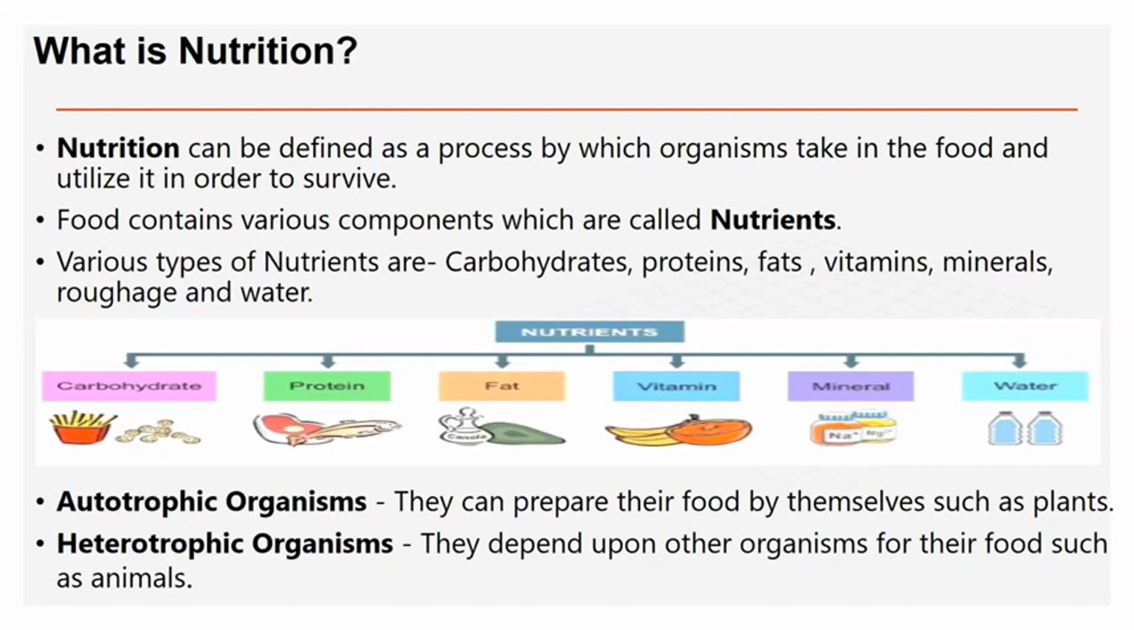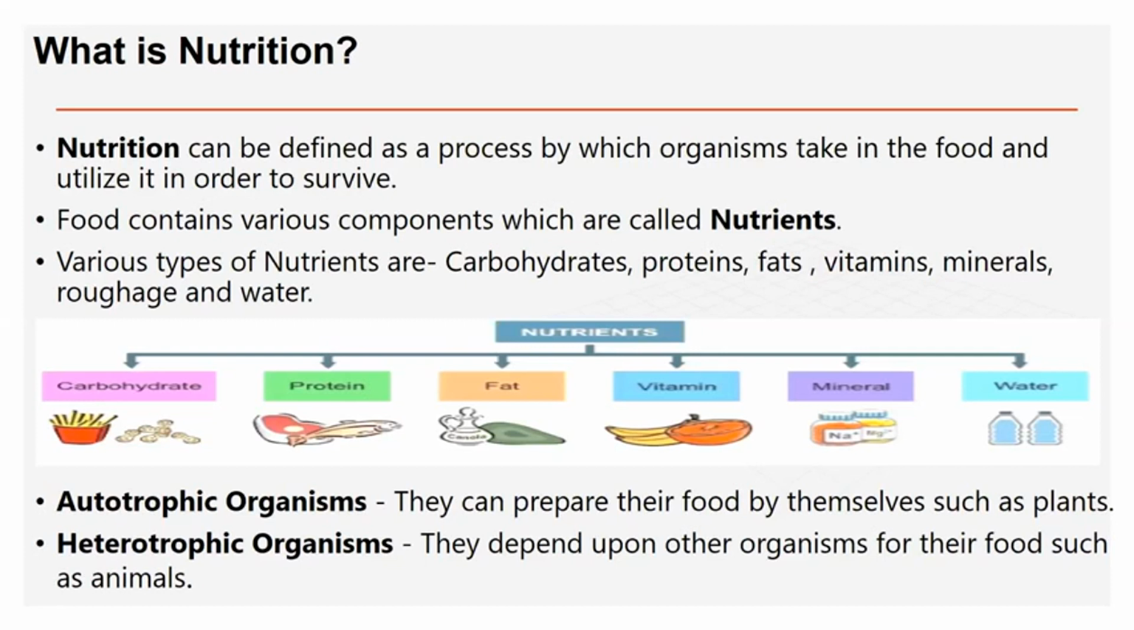Autotrophic nutrition: auto means self and trophos means nourishment. So the mode of nutrition in which organisms make their food from simple substances is called autotrophic nutrition. All green plants are autotrophs, or you can say the organisms that can prepare their food by themselves, such as green plants, are called autotrophic organisms. They are also called autotrophs or producers.